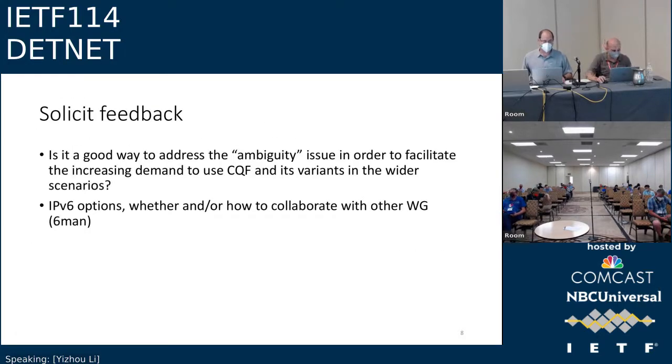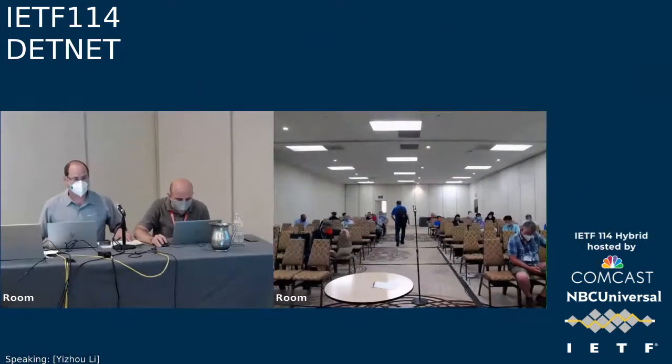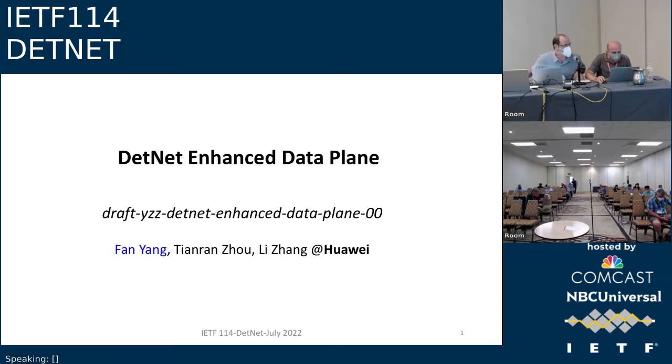We want to solicit feedback to see whether people think this is the right way to address the ambiguity issue, in order to facilitate the increasing demand to use CQF and its variants in wider deployment. And we also want to solicit feedback from the chairs on whether and how to collaborate with other working groups if we want to define IPv6 options. Yeah, I think it would be good to try to collaborate with others who are working on similar topics. And we'll have to continue discussing this and other solutions in the group.